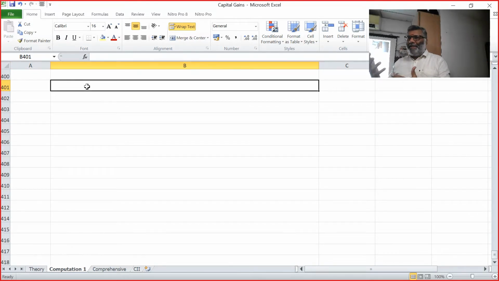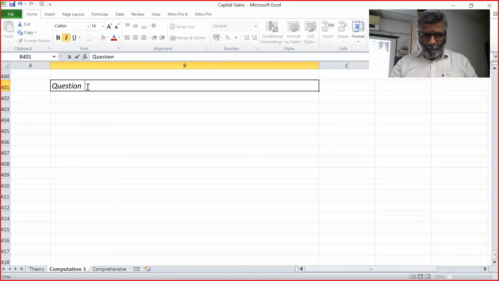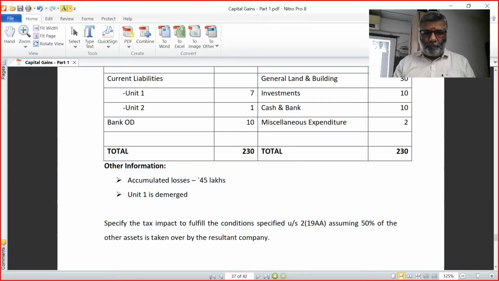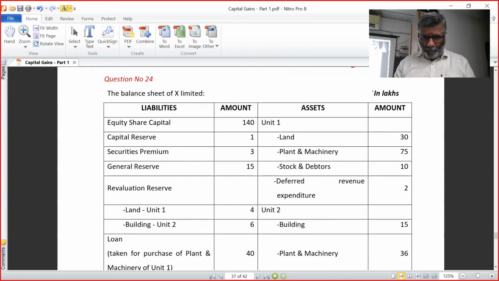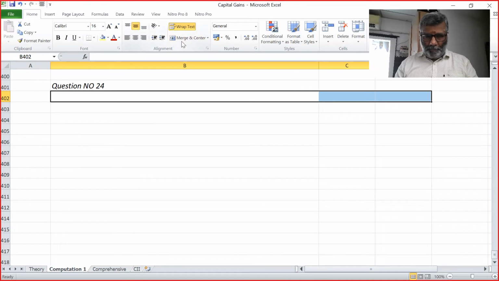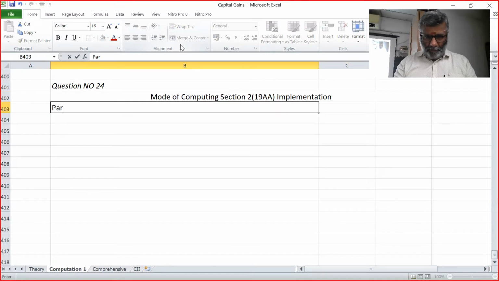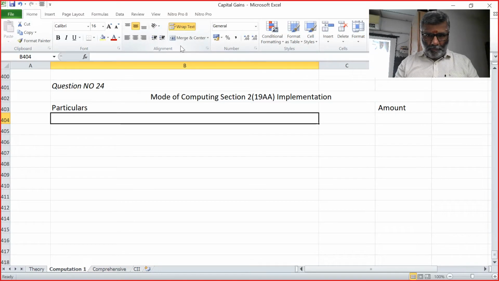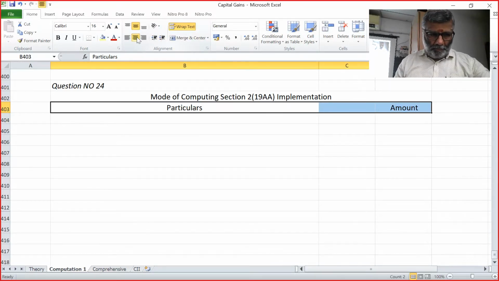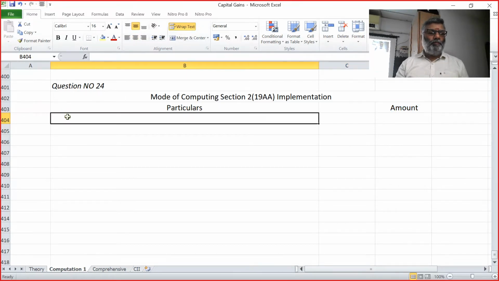A question to understand 219AA. More than tax, a question to understand the definition of demerger. The law says all identifiable assets should be transferred.